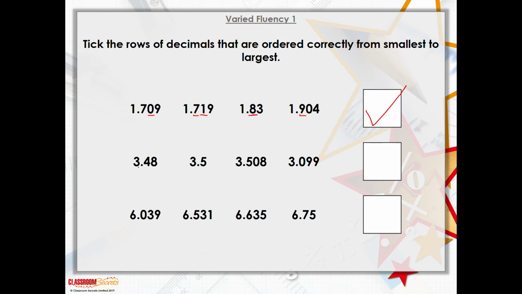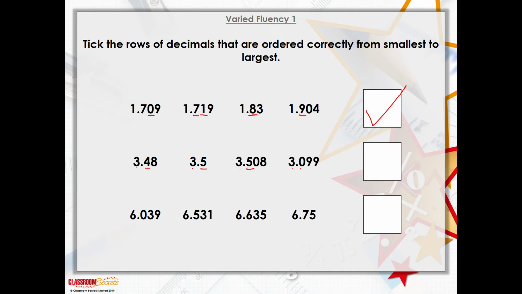Let's have a look at this next one. Start from the left hand side. Each of these has a 3 in its ones, so that doesn't help me so far. We look at the tenths column next. I've got a 4. In this next number, I've got a 5. So, yep, 3.4 is smaller than 3.5. I've got another 5 here. So, yep, that would be okay so far.